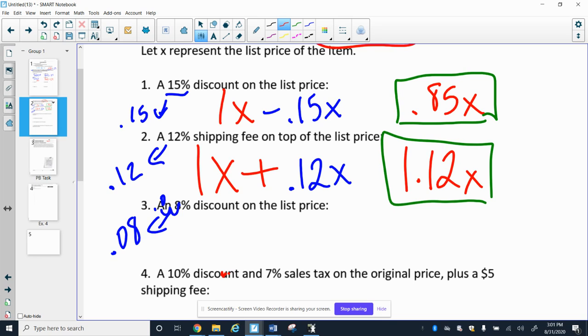Okay, so now we start with our list price, which again is X. Now we want to take a discount off of X. So discounts we subtract off from that list price. X minus, again, we changed that 8% to 0.08, 8% of X. X minus 0.08X. Let's simplify. Okay, this is the same thing as a 1x. So 1x minus 0.08x, that would make 0.92x.